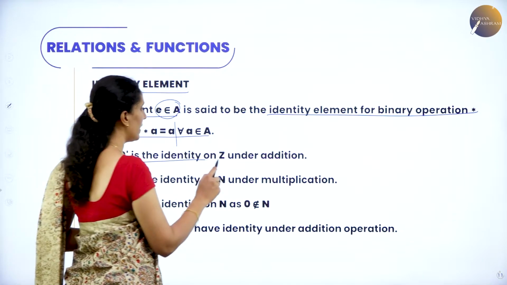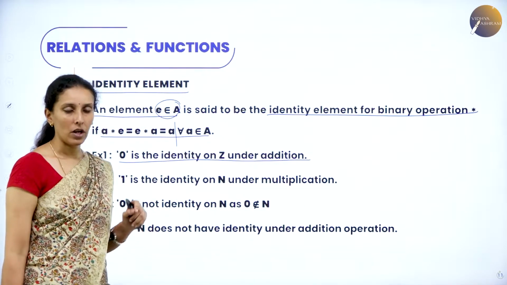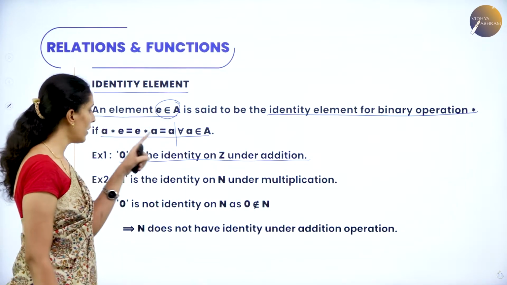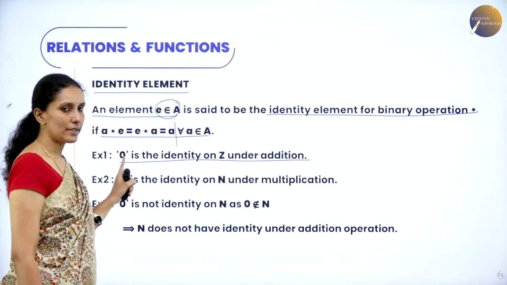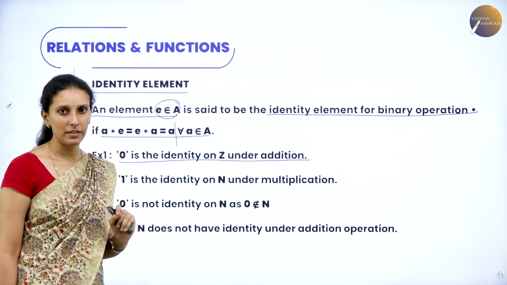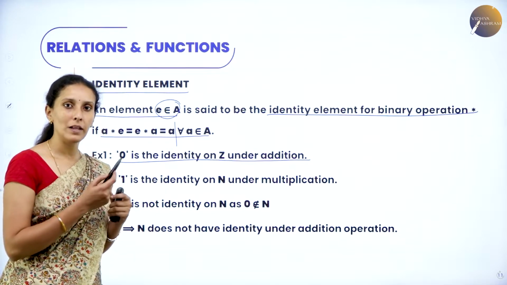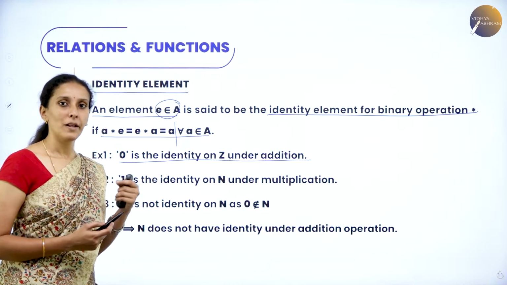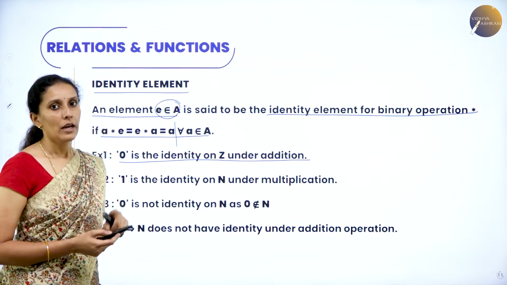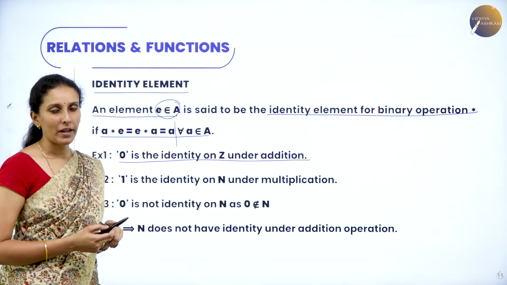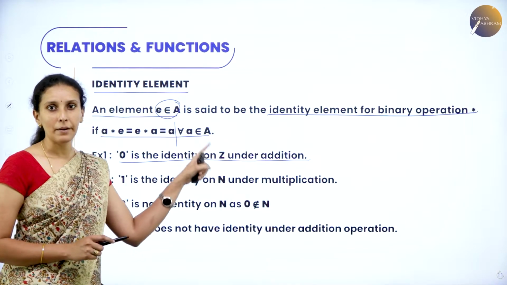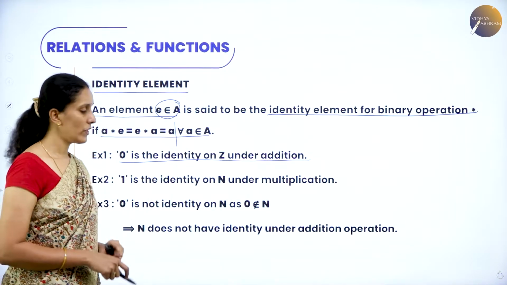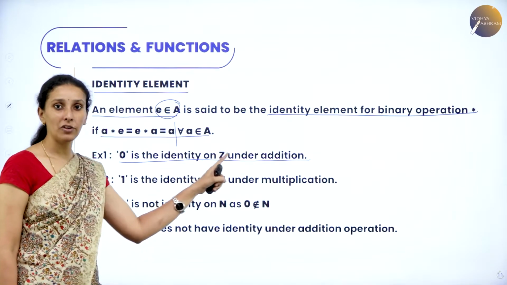I have taken an example here. 0 is the identity on Z under addition. Why? Because whatever number in Z you add with 0, you will get back the same result. For example, minus 2 plus 0 is also minus 2, 3 plus 0 is also 3, minus 3 plus 0 is also minus 3. However you add with respect to 0, you will get back the same element. Hence we say 0 is the identity on Z.